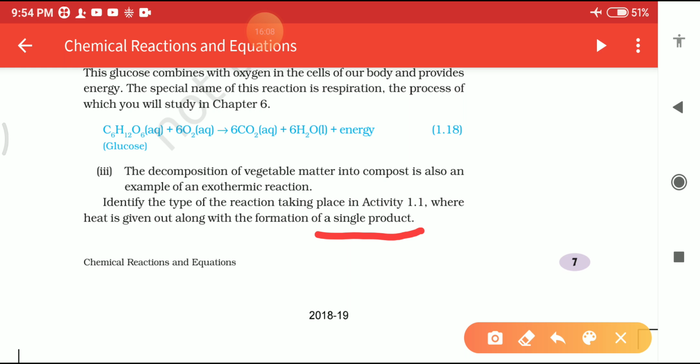In the next video I will explain decomposition reactions. Till then, study all this and understand combination reactions. In the next video I will explain decomposition reactions.